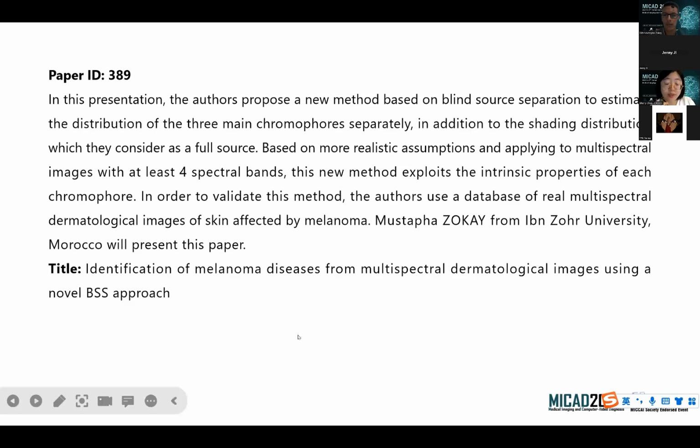In order to validate this method, they use a database of real multispectral dermatological images of skin affected by melanoma. Let's welcome Dr. Mustapha ZOKAY from Ibn Zohr University, Morocco.